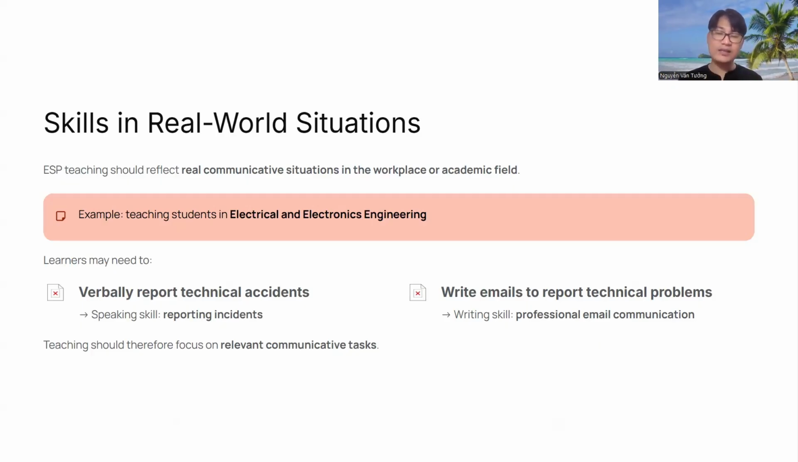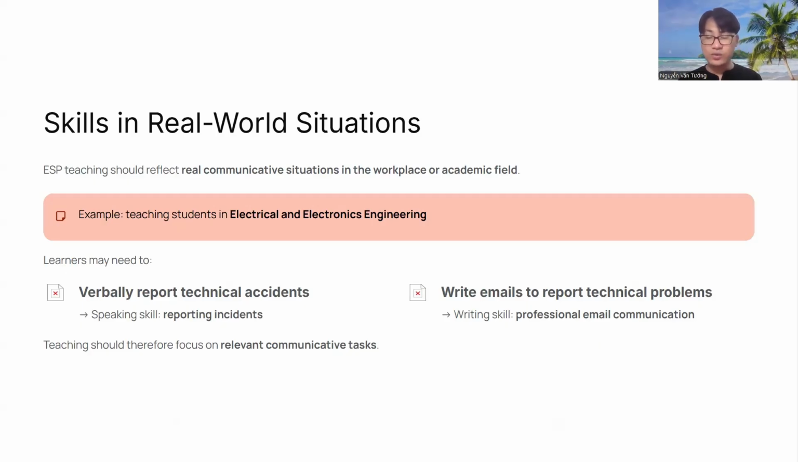It means that the skill required here should be speaking skill, that they need to report an accident. And in order to be good at speaking, they need to be good at vocabulary. They need to know what kind of accident it is, and they need to report the time.